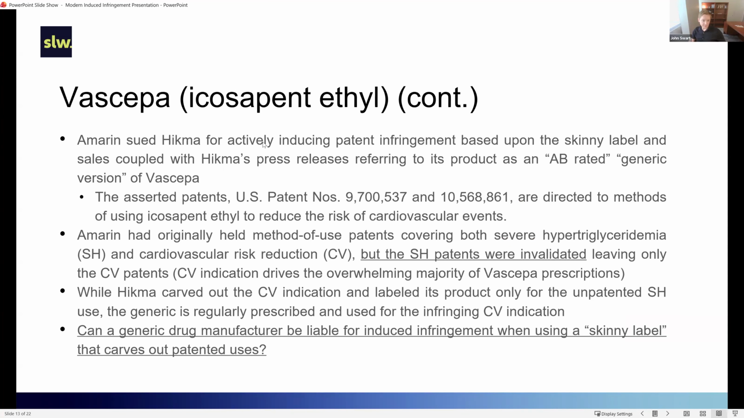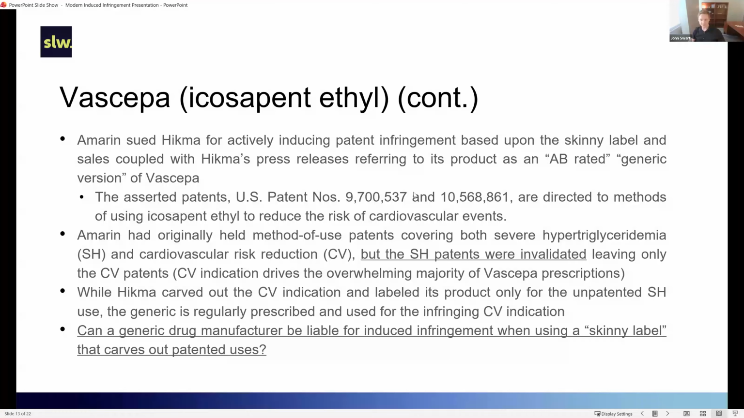So, Amarin sued Hikma for actively inducing patent infringement based on the Section 8 carve-out skinny label and also included arguments that Hikma's press releases referring to its product as AB-rated and a generic version of Vascepa were inducing, encouraging their customers toward off-label use. So the 537 patent, the 861 patent, they're directed to methods of using icosapent ethyl to reduce risk of cardiovascular events.